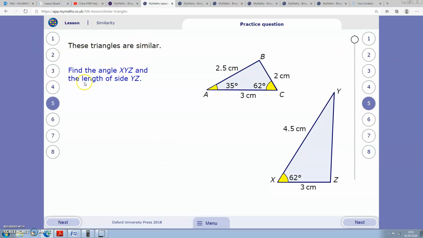These triangles are similar. Find the angles x, y, z. So x to y to z. So I need to find this angle here.